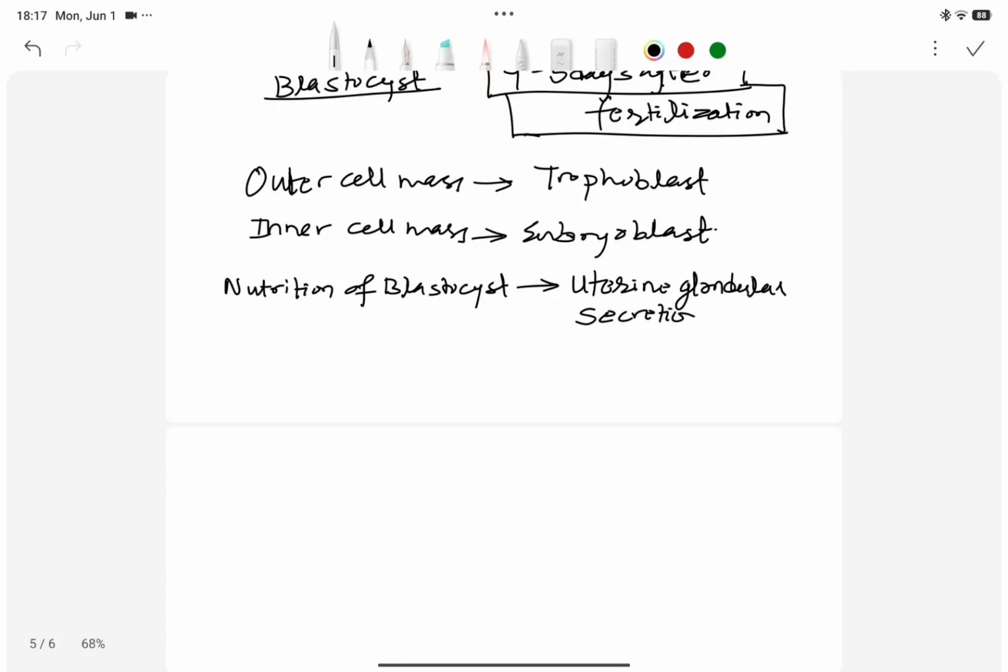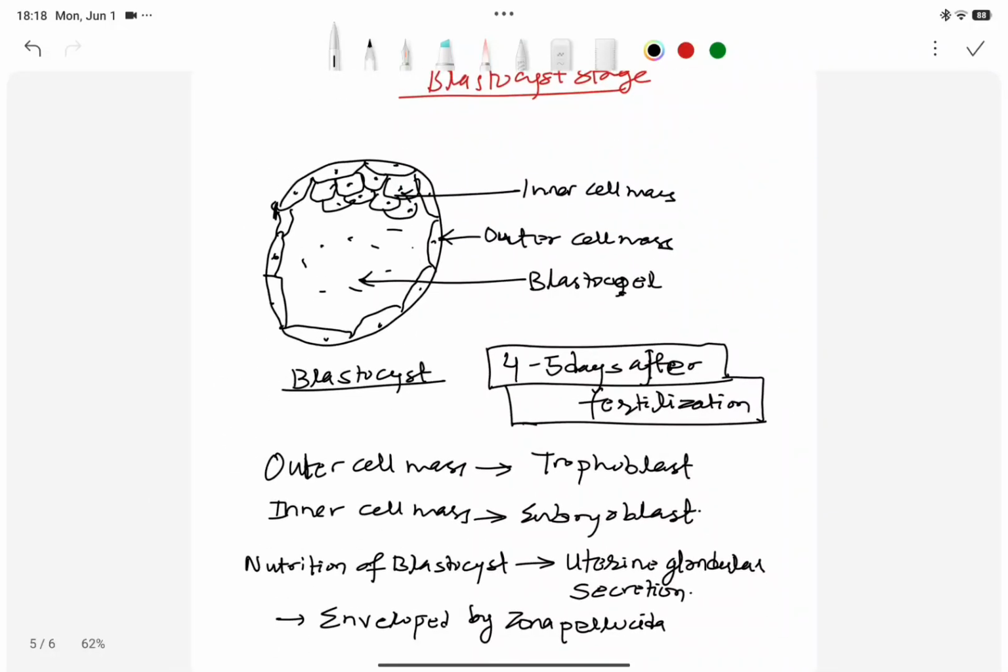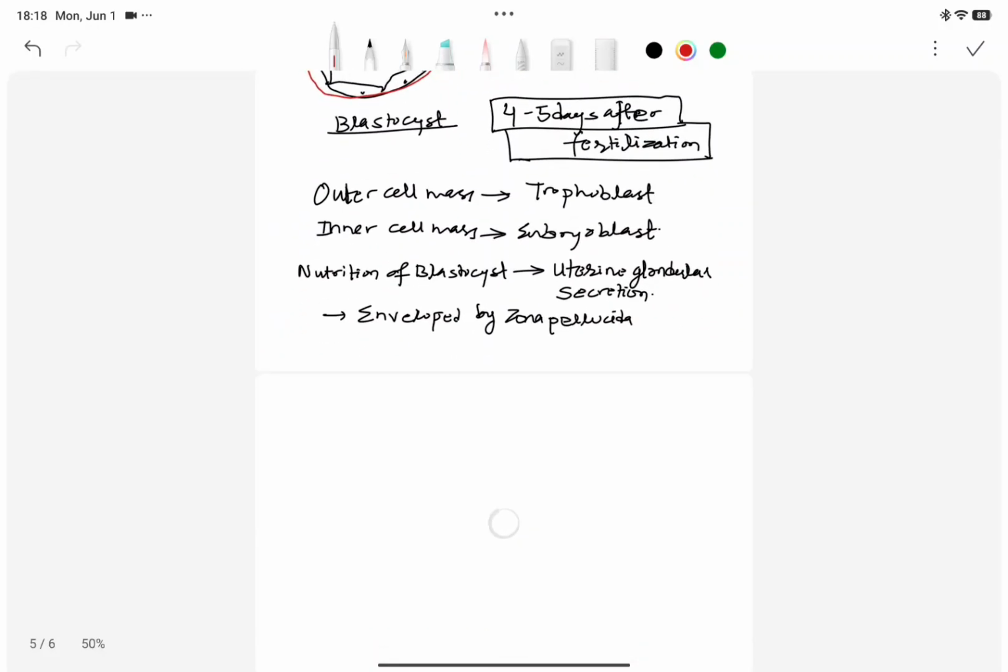It is also enveloped by the zona pellucida. Okay, I will draw the zona pellucida. The outer covering is also enveloped by the zona pellucida.